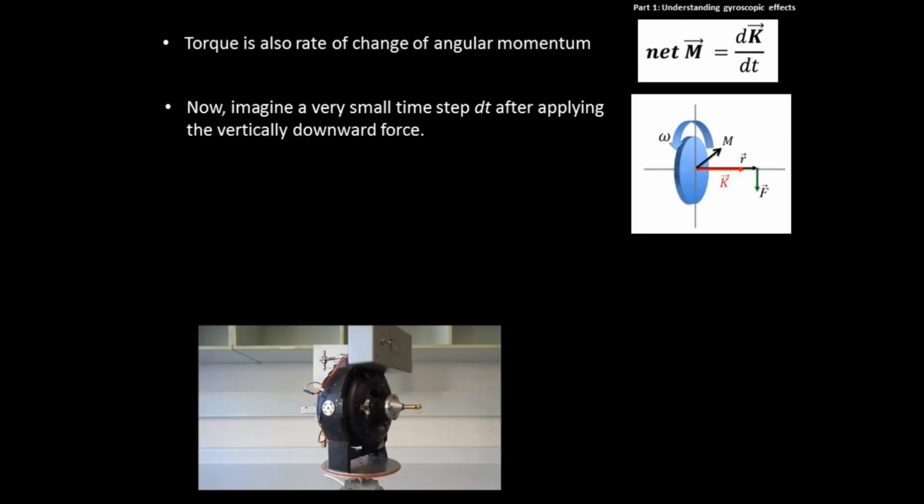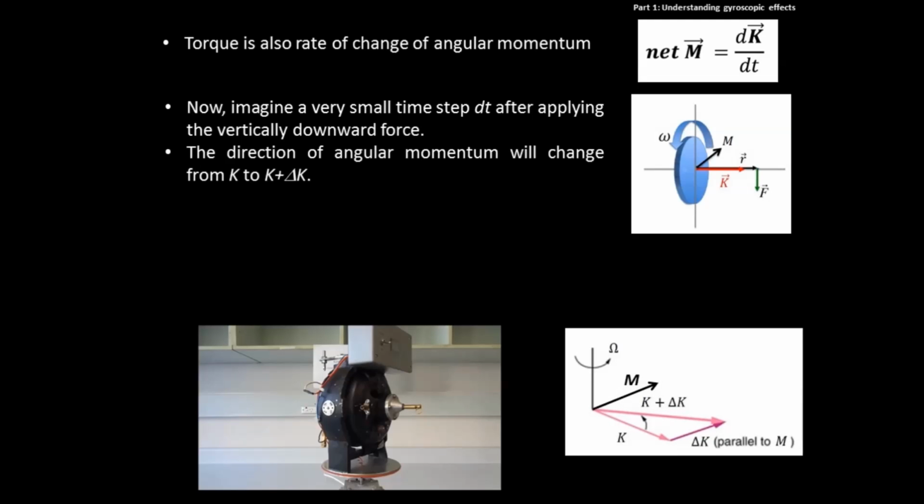Now we also know that torque is also equal to rate of change of angular momentum. So at time t, we have an angular momentum k. Now imagine a very small time step delta t after you introduce the vertically downward force. The direction of angular momentum will change from k to k plus delta k.